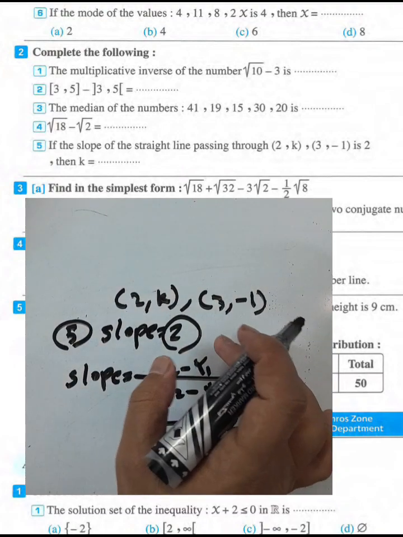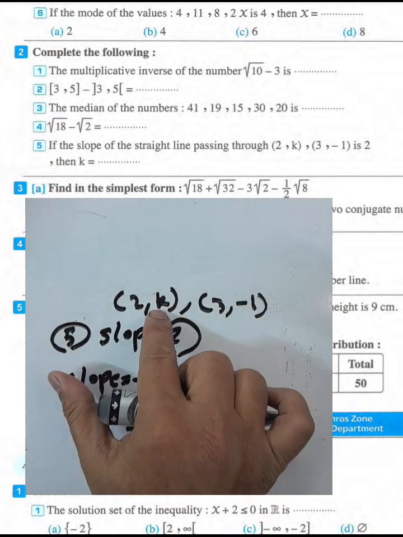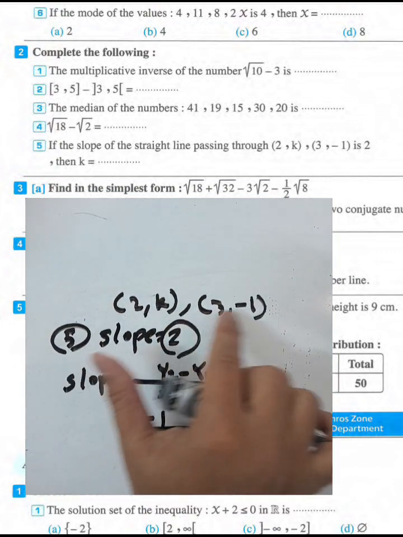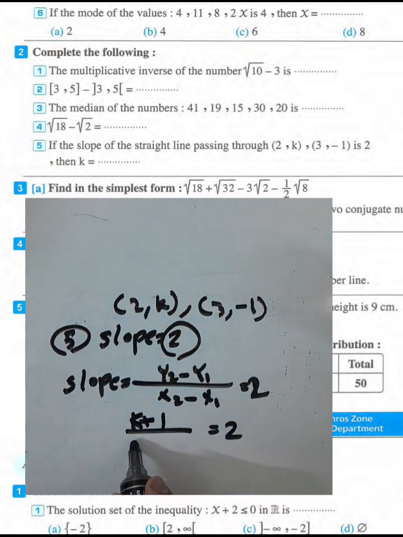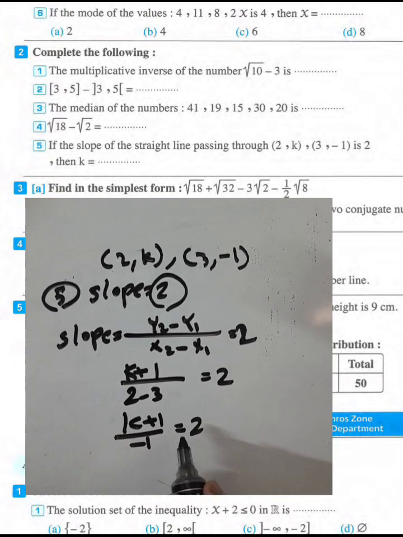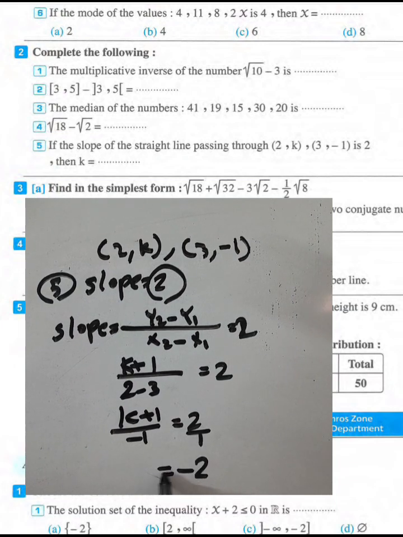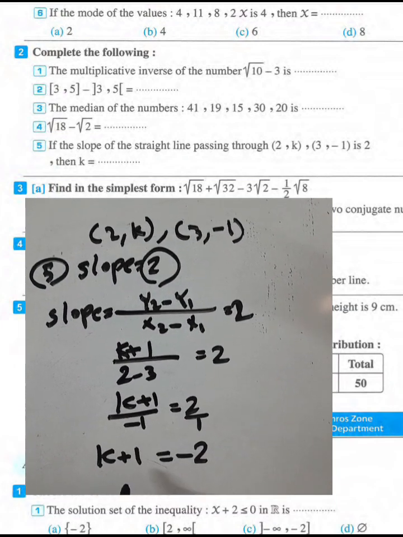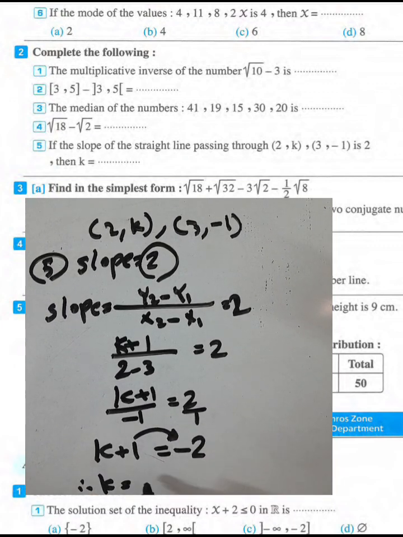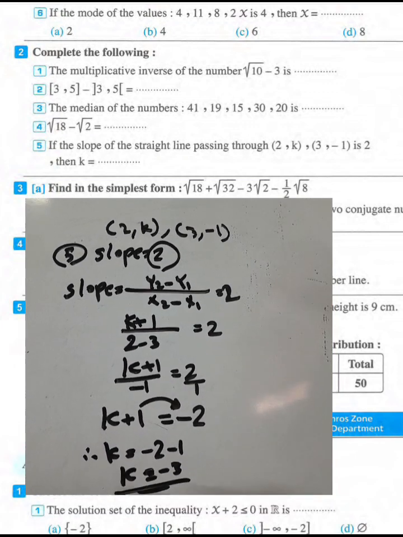Then we can use the rule: y2 minus y1, k minus negative 1 will be k plus 1, negative times negative equals positive, and 2 minus 3 in the denominator. Then k plus 1 over 2 minus 3, which is negative 1, equals 2. Using the rule, the product of extremes equals the product of means: negative 1 times 2 is negative 2, and 1 times k plus 1 is k plus 1. Then you can find the value of k by moving the 1 from the left-hand side to the right-hand side and changing the sign: negative 2 minus 1, then k will be negative 3. The value of k here will be negative 3.